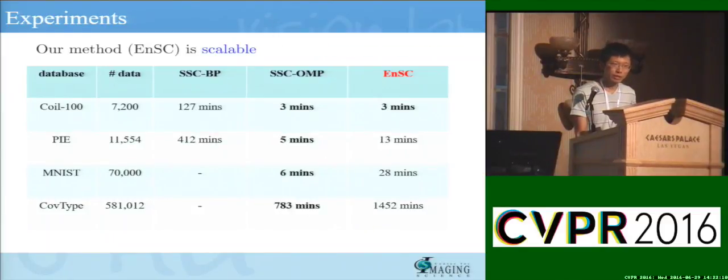In terms of running time, we also show that our method is scalable, in the sense that although ENIC is not as fast as the OMP method, the performance is fairly comparable and in the same order of magnitude. And this is explained by the fact that we designed a fast algorithm. This can be seen from the other method, SSE-BP, which uses ADMM, and we can see that it is much slower than our ENIC, and it cannot handle the latter two datasets, which are very large scale.